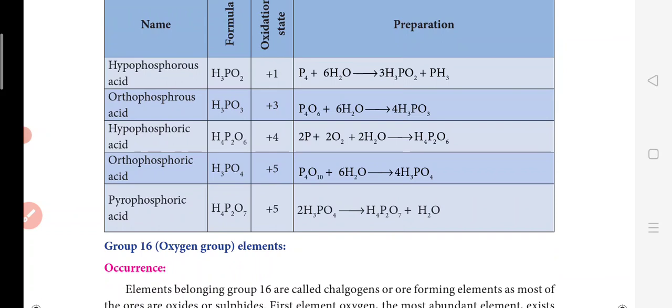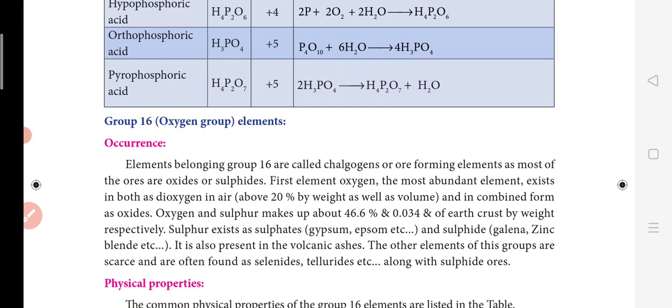And the oxidation state of phosphorus is +4. And orthophosphoric acid, H3PO4, the oxidation state of phosphorus is +5. You have to react phosphorus pentoxide with water, so that you will get H3PO4. And pyrophosphoric acid, the oxidation state of phosphorus is +5. And you have to just react 2 molecules of orthophosphoric acid, so that you will get H4P2O7.